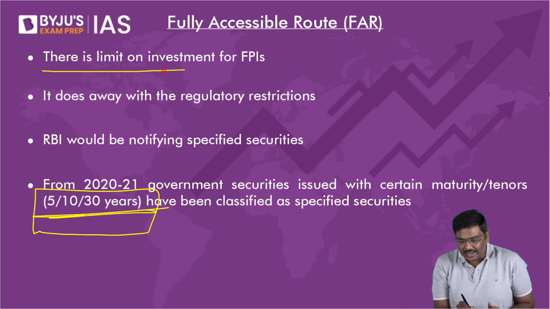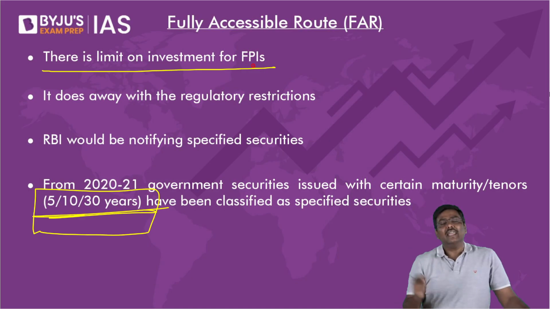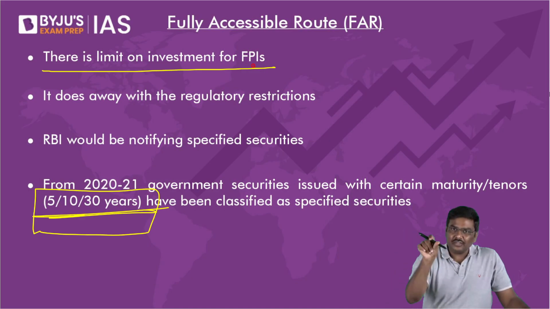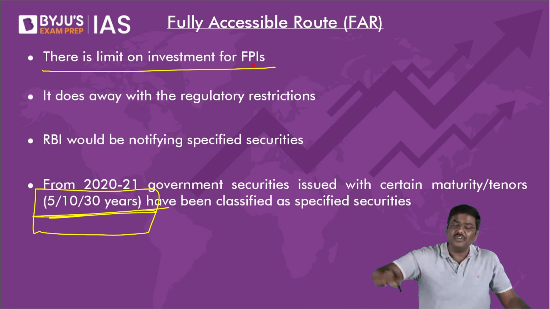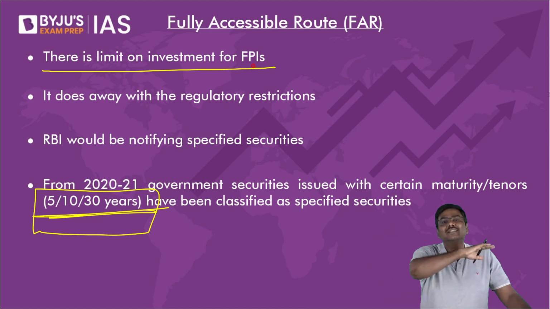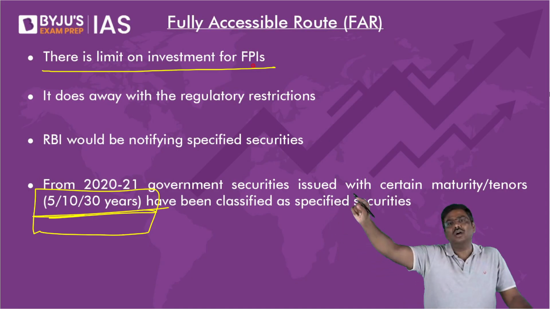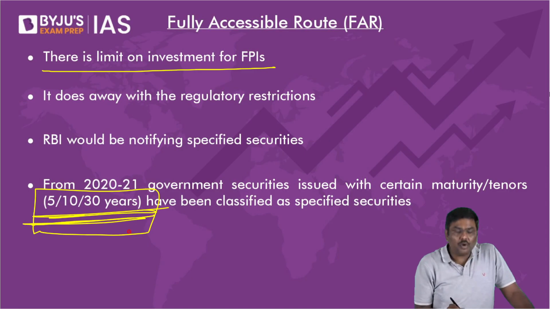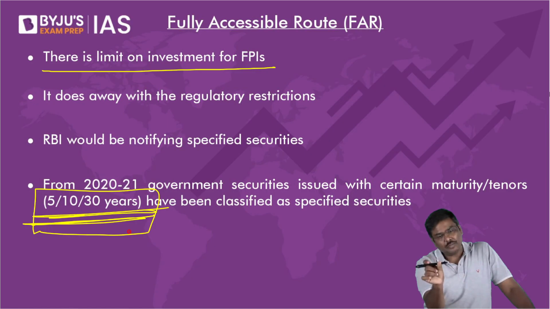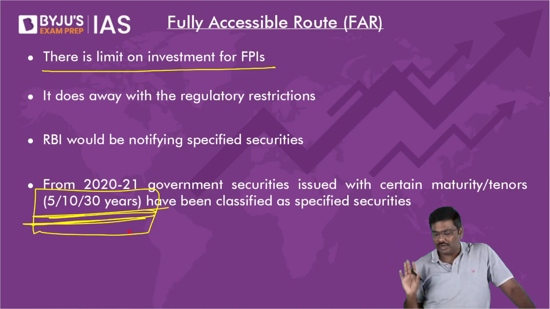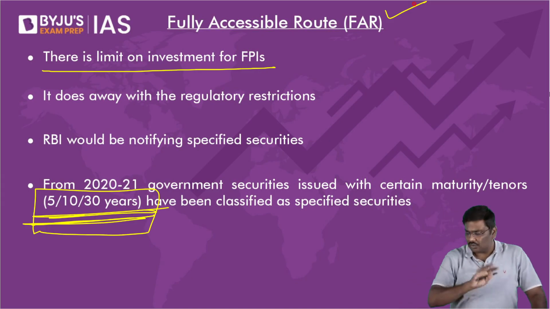Done? So there is a limit on investment for FPIs in the debt market. In the case of FAR, when these foreign investors invest in specified government securities, these restrictions will be withdrawn. These restrictions would be removed. And what kind of government bonds are covered under the fully accessible route? 5-year government bonds, 10-year government bonds, and 30-year government bonds. Done. So this is called the fully accessible route.